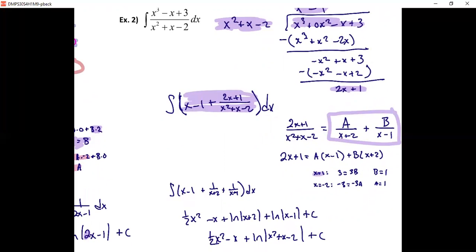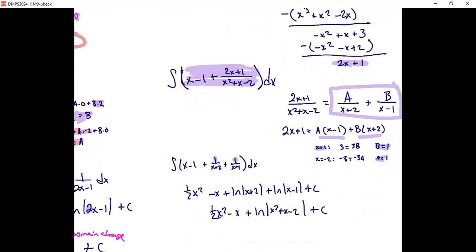So if you notice, I did the elimination method. When x equals 1, I get 0a equals 3b, which equals 2 times 1 plus 1. So I'm able to get b quickly and a quickly. B and a are both 1, so I break it apart into those fractions. And as you see, I have combined my natural logs together.